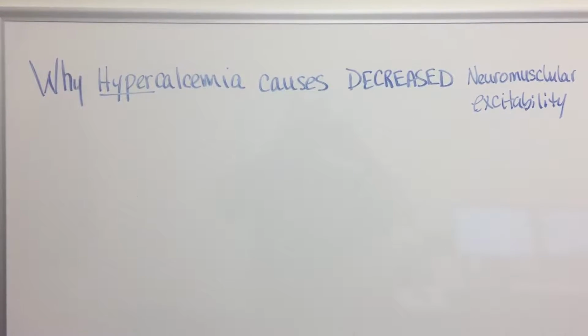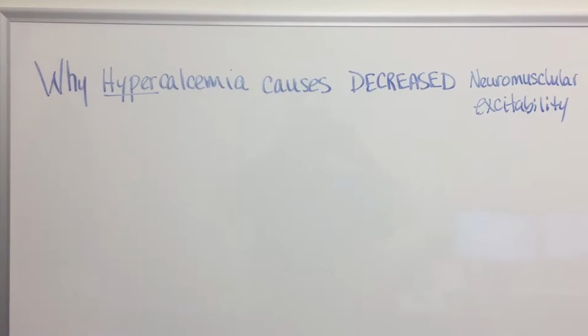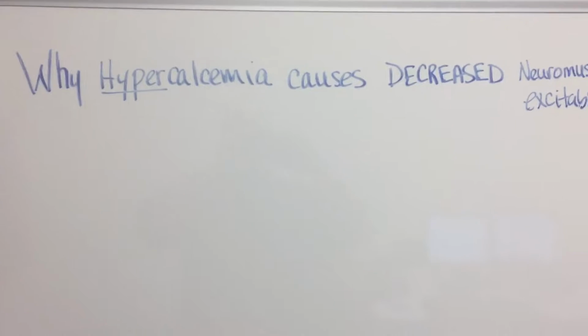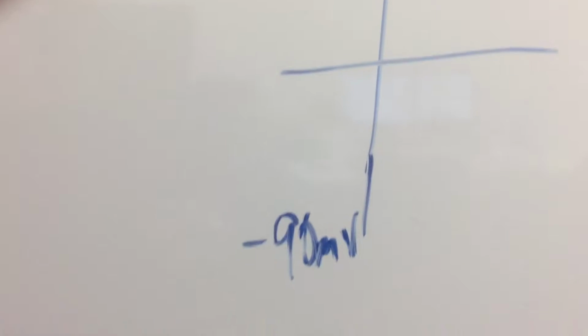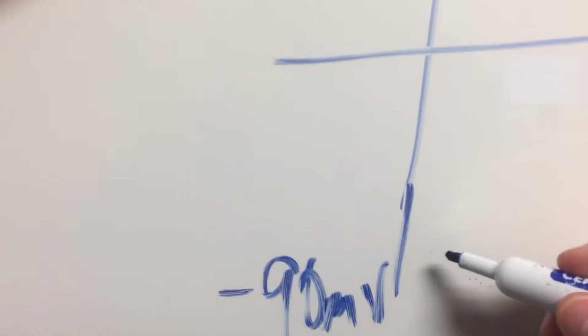Okay, guys, I need to explain something here because it's really kind of confusing, and that is why hypercalcemia causes decreased neuromuscular excitability. Because if you think about this, it's not really the way you would think it would work. So, say we go back to our basic action potential, right? And you have your negative charge. I don't know, negative 90 microvolts, or whatever you're talking about, right?